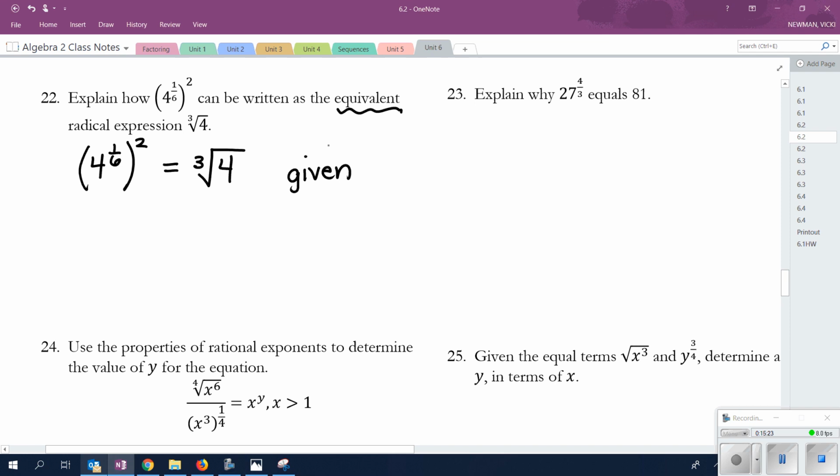Which side should you change? The left, always the more complicated side, right? So what rule do we apply first on the left-hand side? What do you do with the exponents here? Multiply. So that's 4 to the what? What's 1/6 times 2? 1/3. 2/6, which is 1/3. And what did we do? We multiplied exponents.